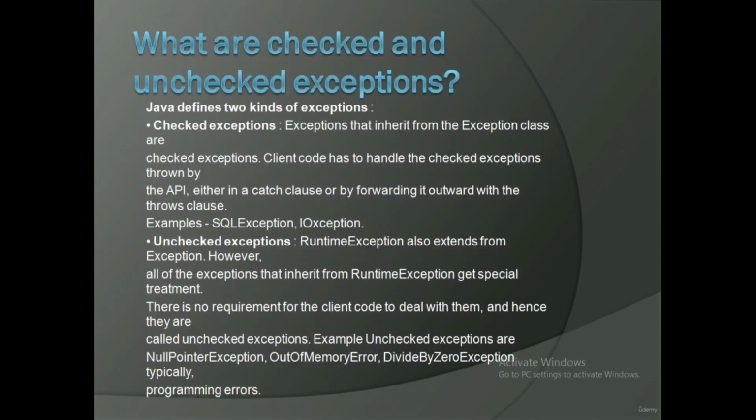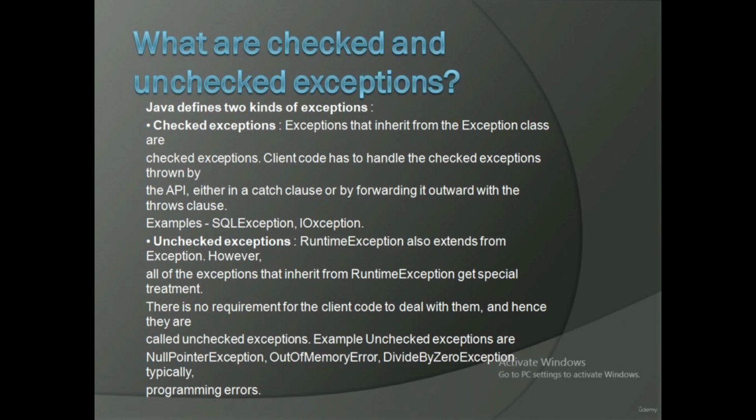What are checked and unchecked exceptions? Java defines two kinds of exceptions, checked exceptions and unchecked exceptions. Let's see one by one. Checked exceptions: exceptions that inherit from the Exception class are called checked exceptions. Client code has to handle the checked exceptions thrown by the API, either in a catch clause or by forwarding it outward with the throws clause. Examples: SQLException, IOException.